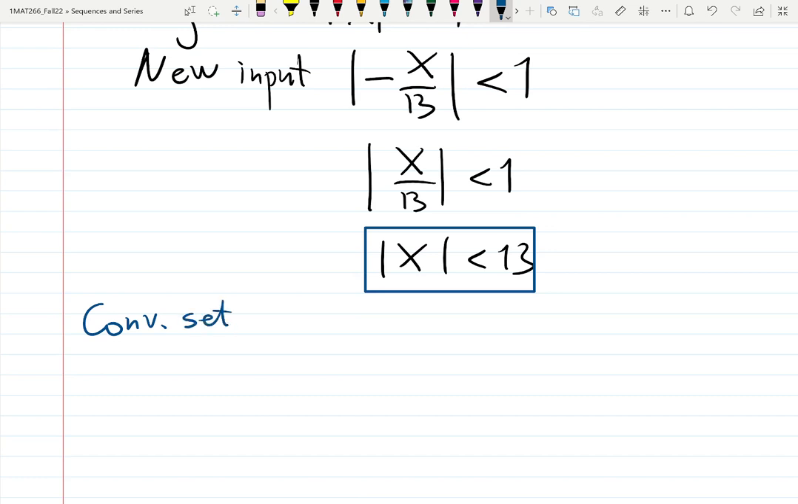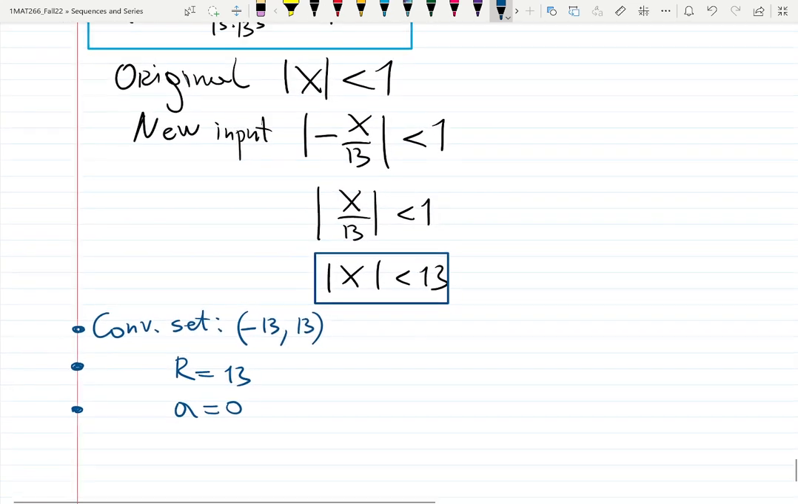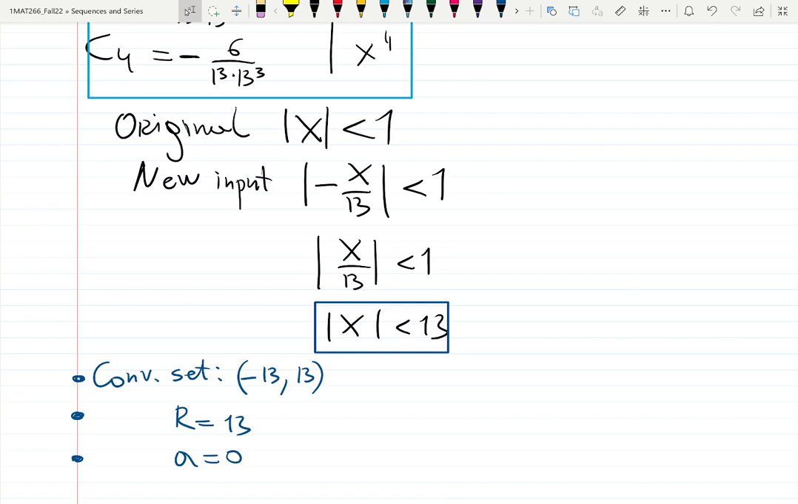The convergence set, or interval of convergence, is from minus 13 to 13. The radius is the step size, 13. The center is 0. Does that make sense? As you can see, with power series, we don't really deal with shifts that often. Usually it's centered at 0, and you just need to carefully solve the inequality for the new input. The new input for the geometric series. They were both geometric series, but the new one has a different input.